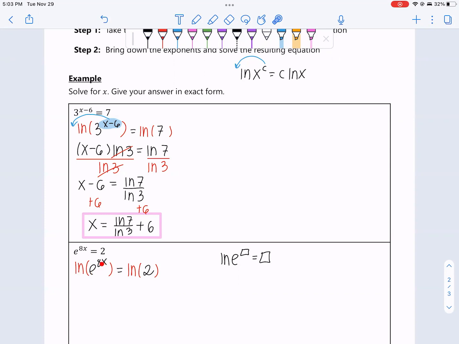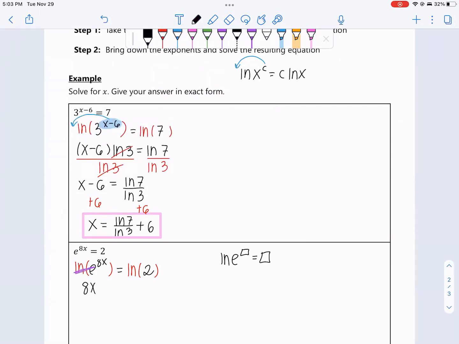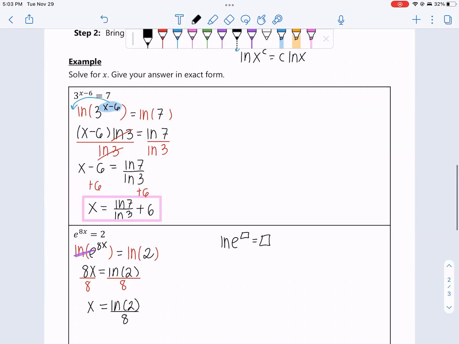Ln of e raised to the 8x is just 8x. These ln e's, the ln e portion cancels itself. You're left with 8x equals ln 2. To get the x by itself, no big deal. We'll just divide both sides by 8. So I get x equal to ln 2 divided by 8.